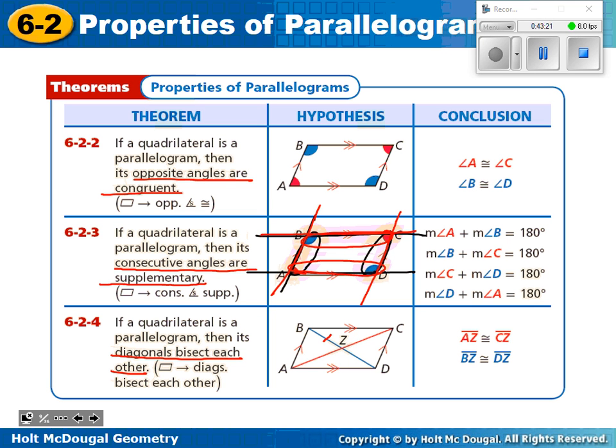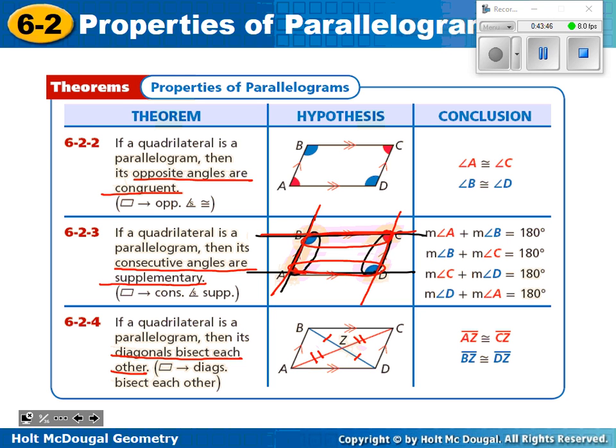So BZ and DZ would be the same, and then AZ and CZ would be the same. But they're not all four the same. Okay? So they bisect each other. So number 5, diagonals will bisect each other.